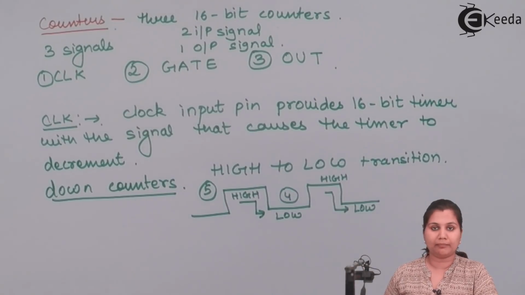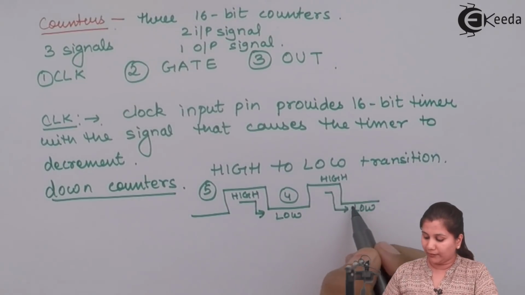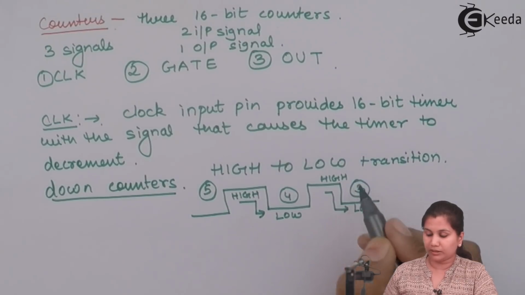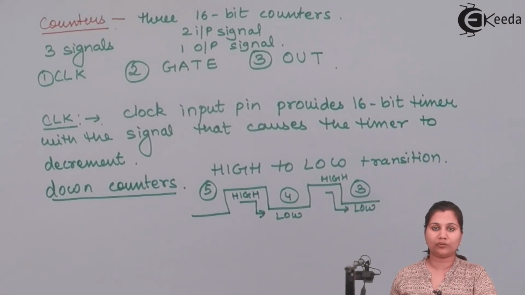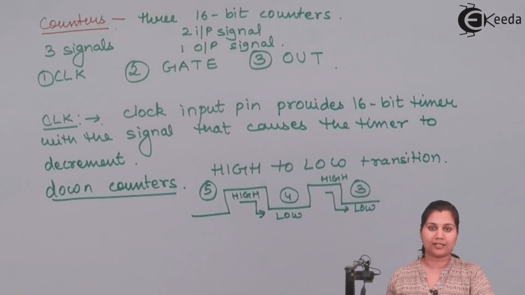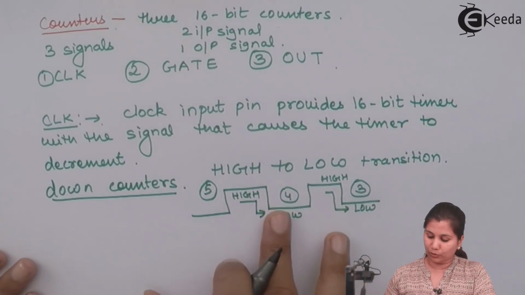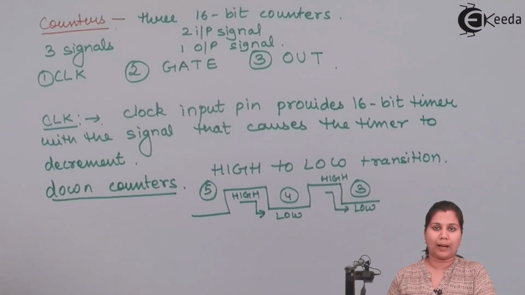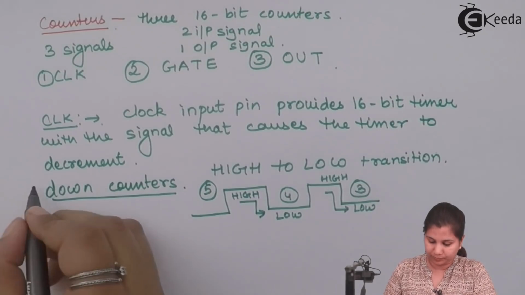So its value will become 4. Again we have the high to low transition, so again the counter is going to decrement. So its value will become 3. And it will decrement in such a way that the last value 0 comes. So for every high to low transition of the clock input, the counter is going to decrement the count value.